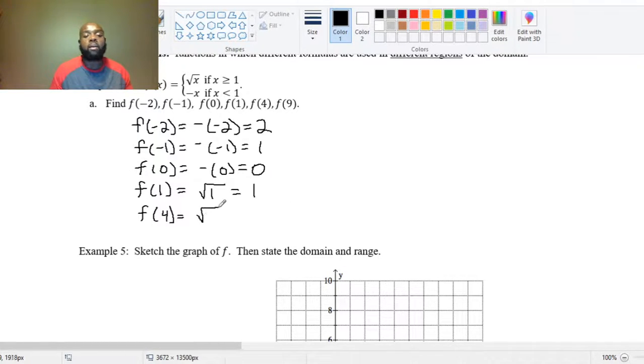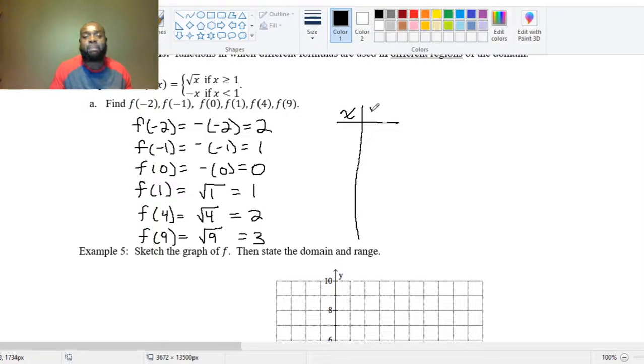So f of 4, I know the square root of 4 is 2, and I did f of 9. That's my next perfect square. Uh-oh. That was supposed to be a 9, right? And I get 3. All right. And so basically what I've done here is I've just obtained a bunch of ordered pairs, right? I plugged in these x values into my piecewise function, and I got these output values, right? So this is just a different way to write that. And now I have a bunch of ordered pairs.